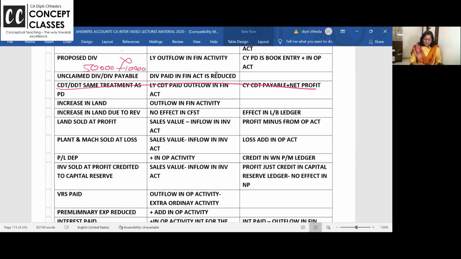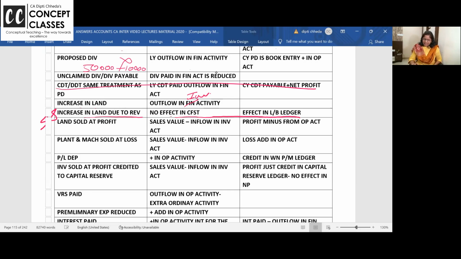Increase in land. If the value of land is increasing, outflow in financing activity. No, increase in land is an outflow in investing activity. You have purchased more, you have invested more in land. If the increase in land is due to revaluation, which is a very popular adjustment for the cash flow statement: land value is increasing and revaluation reserve was 0, now it is 3 lakh, and land value is increased by 3 lakh. Tell me, have you purchased the land? Answer is no. Land is increasing by 3 lakh because you have created a revaluation reserve. No effect in the cash flow statement.